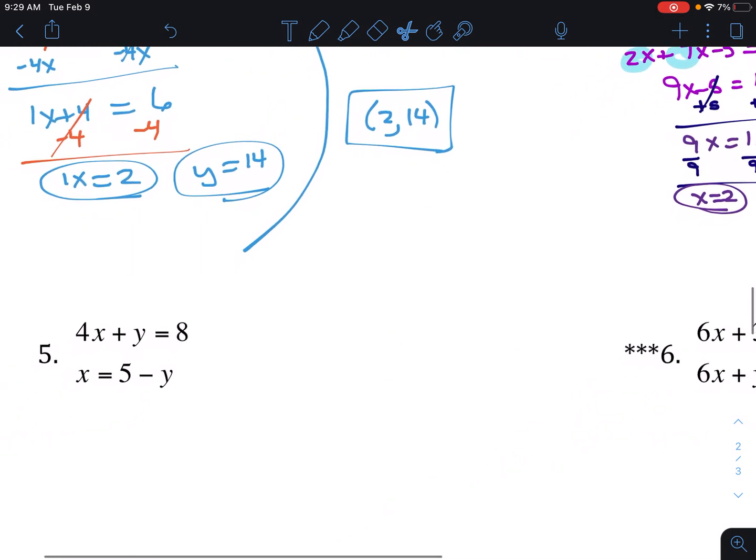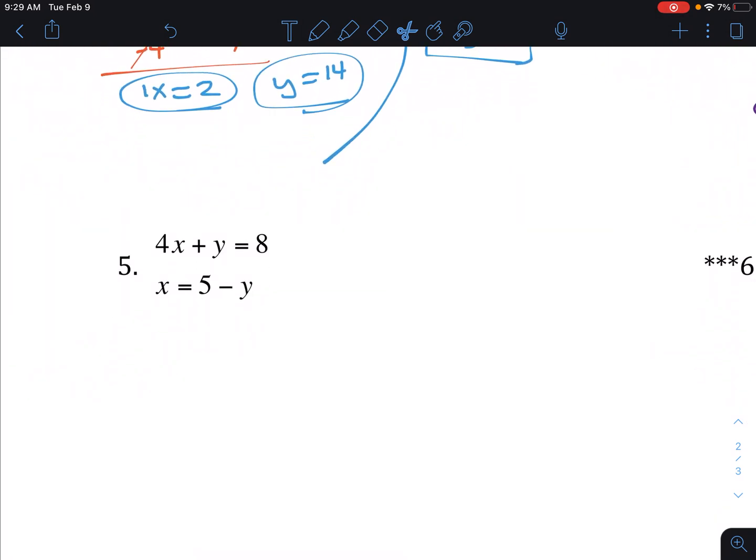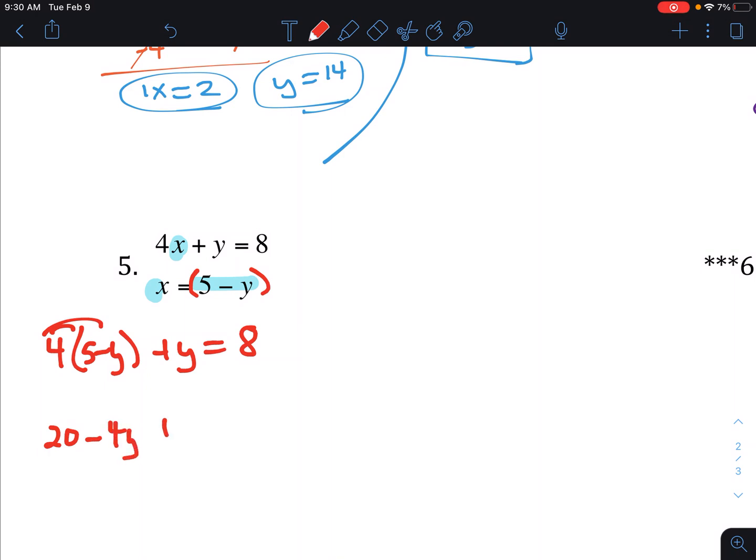Okay. All right, number 5. 5 is not an equal values either. I've got x equal to 5 minus y, so I'm going to replace the x in the first equation with my 5 minus y. So that leaves me with 4 times 5 minus y, and then plus y equals 8. I have to distribute. 4 times 5 is 20. 4 times a minus y would be a minus 4y. And then I have a plus y equals 8.